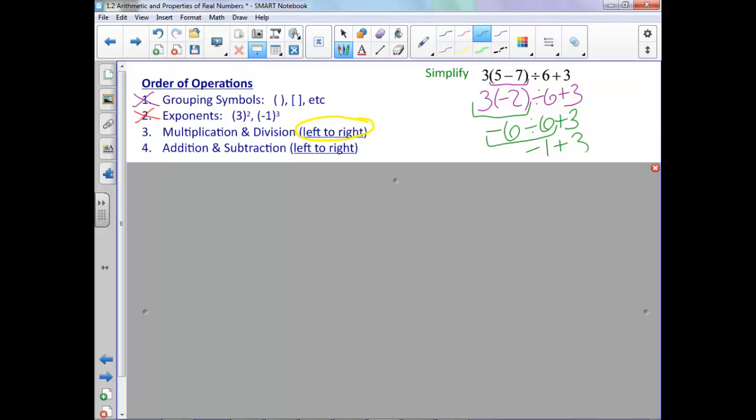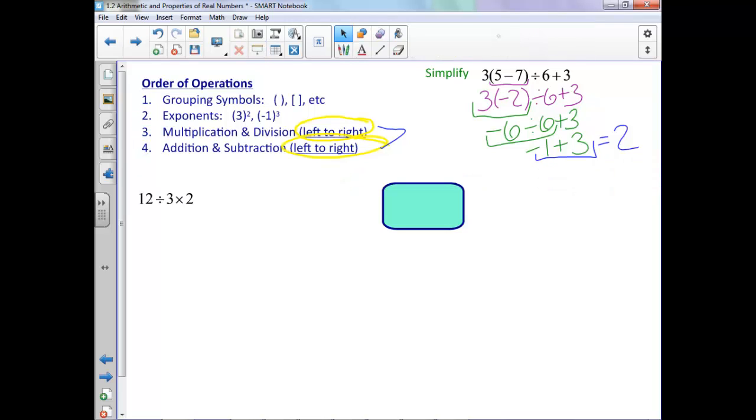And then we'll have our plus 3. So our multiplication and division is done. And so then last we've got addition and subtraction. Once again, left to right. So negative 1 plus 3 is 2. So you want to make sure you go left to right on both multiplication and division.